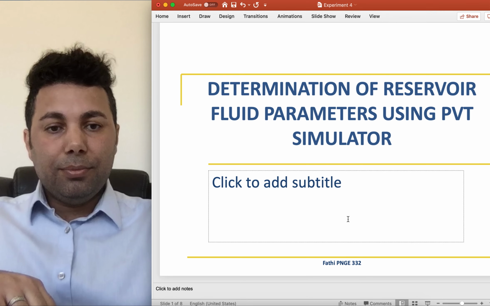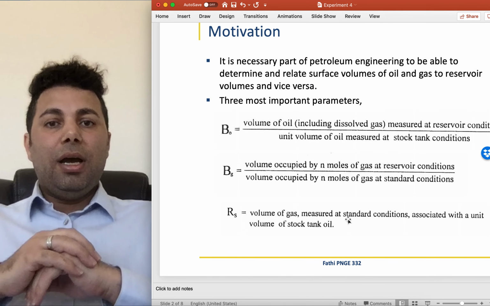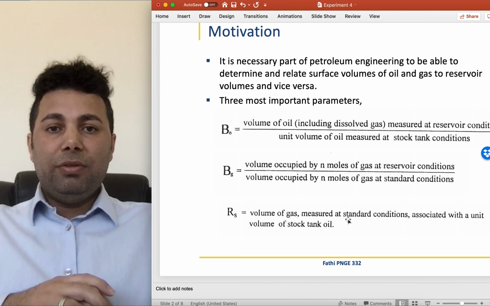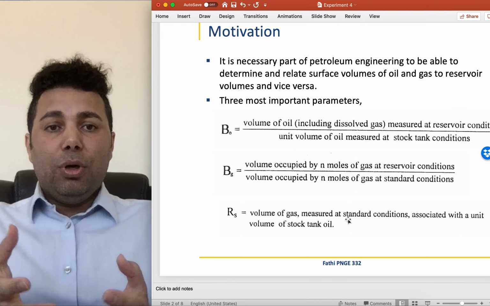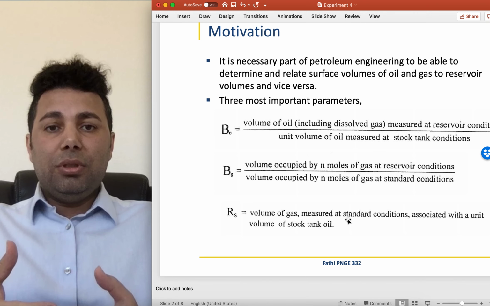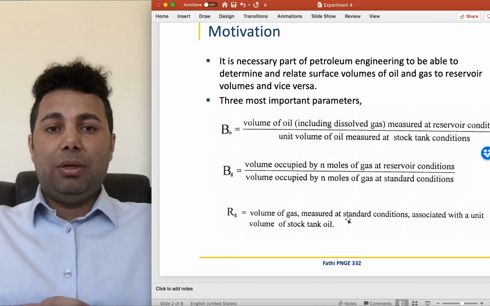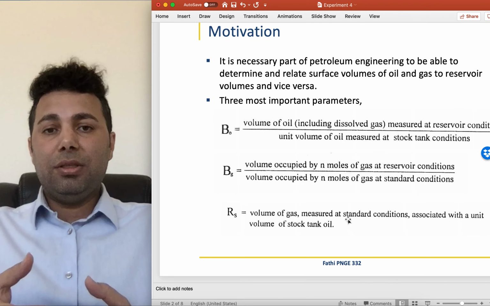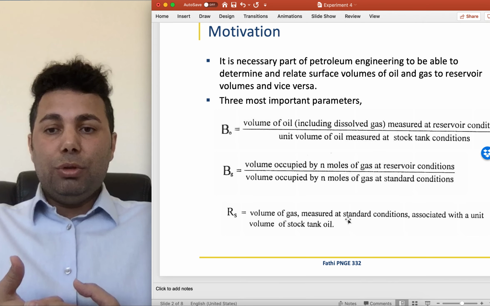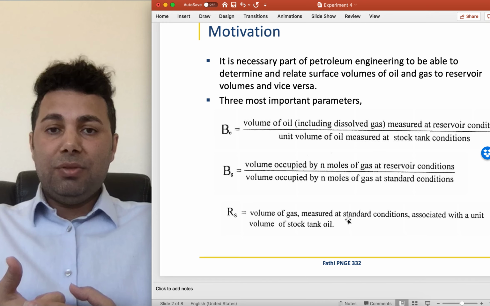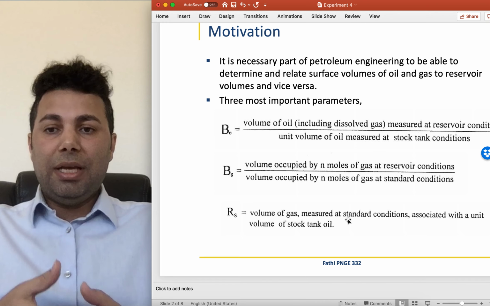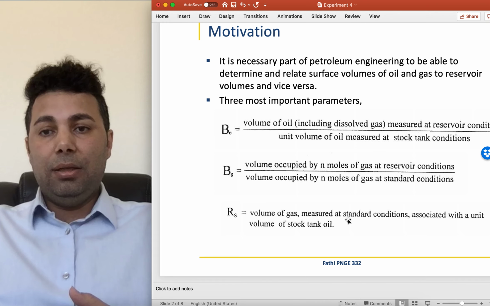So to start, as usual, the motivation is that it's a necessary part of petroleum engineering to be able to determine the relative surface volumes of oil and gas to reservoir volumes, and vice versa, because we always want to know how much oil in place and how much gas in place we have, and out of that oil and gas how much we can produce and sell.